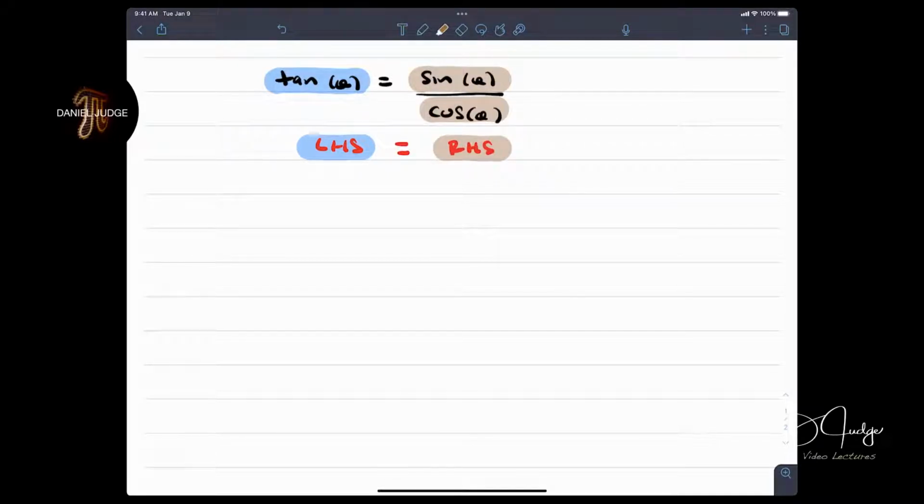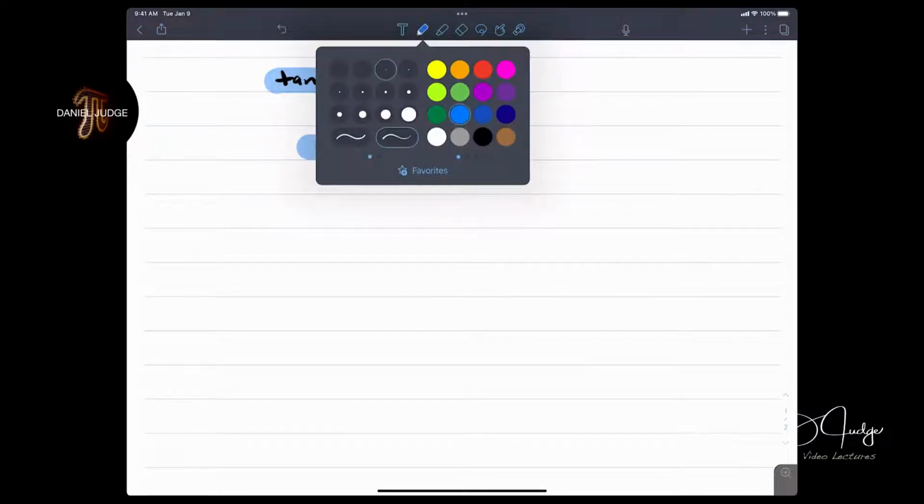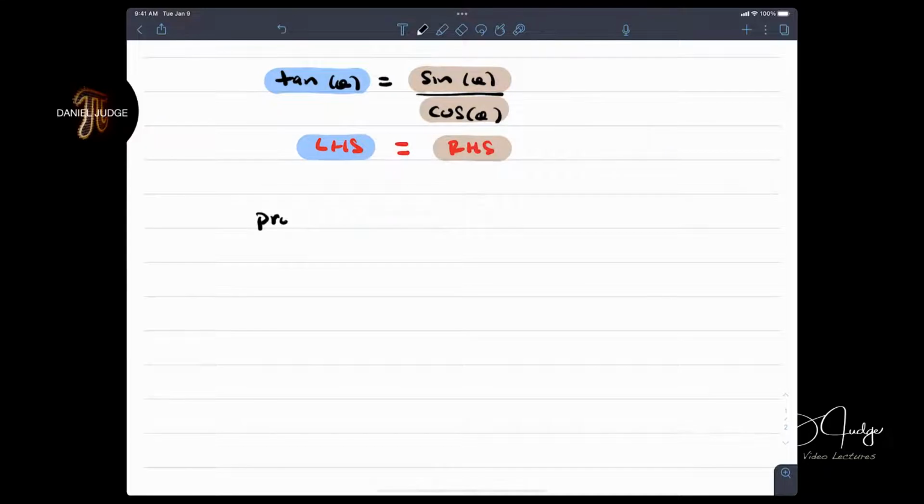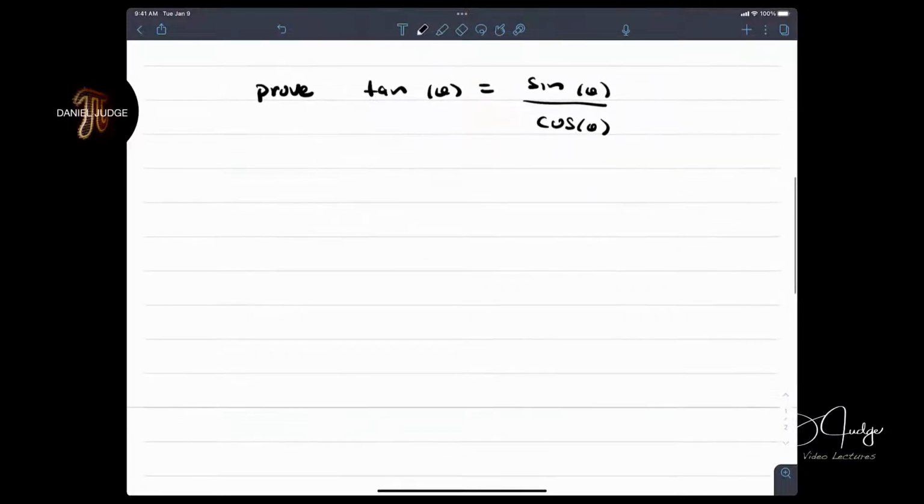But even identities came from somewhere. They just didn't fall out of the sky. So when people say to you that tangent is sine over cosine, there's a valid reason. And let me go through this concept of a proof with you. So if you say to people, can you prove this particular identity, this relationship, that tangent is actually sine over cosine? The answer is yes, we can prove it. And let me show you what I mean by prove.